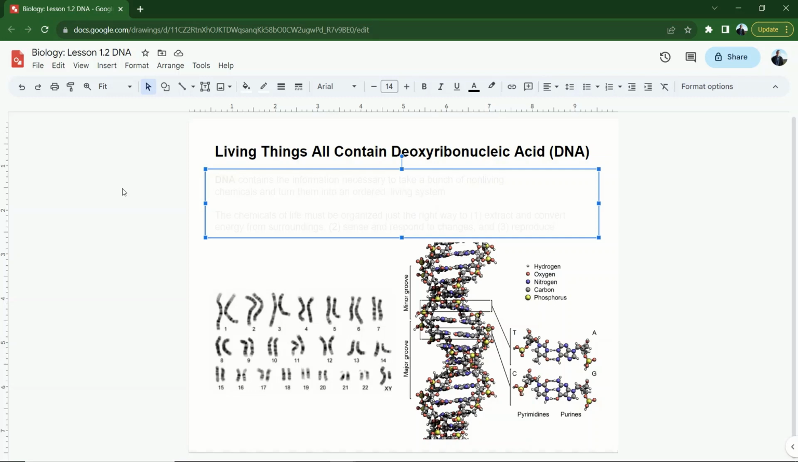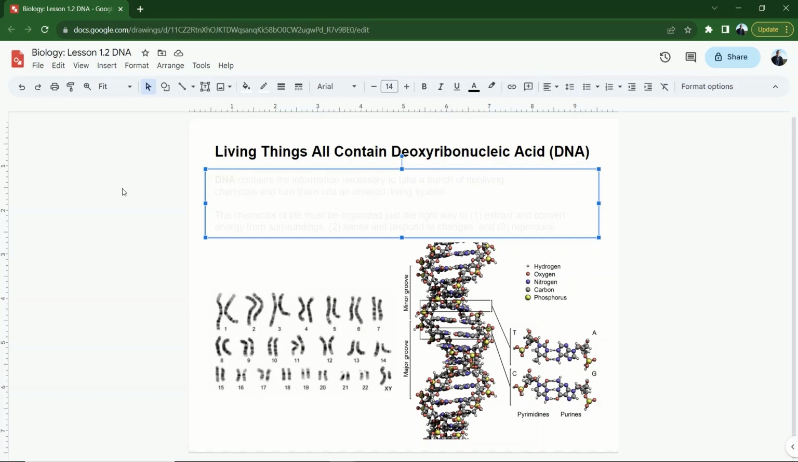Right. Our next stop on our journey of figuring out exactly what it takes to make living things is for us to talk about DNA. All living things contain DNA and use DNA to support their life processes. But what exactly is it that DNA does?